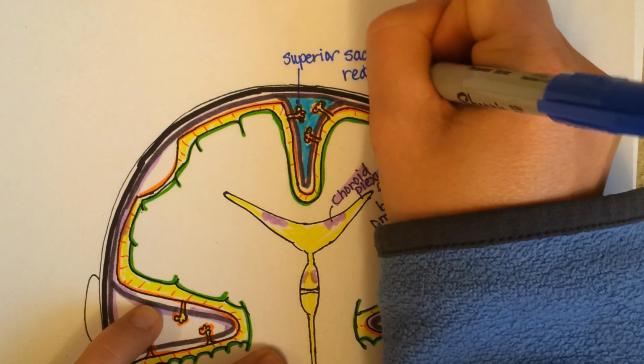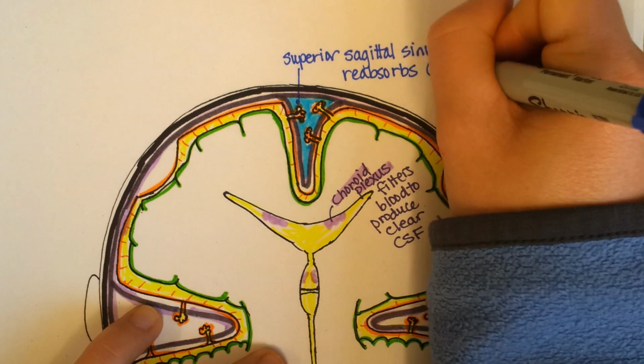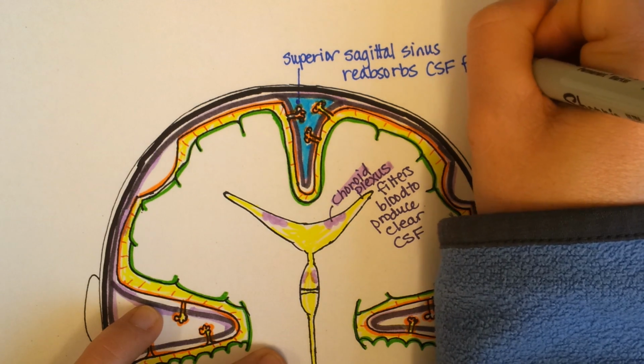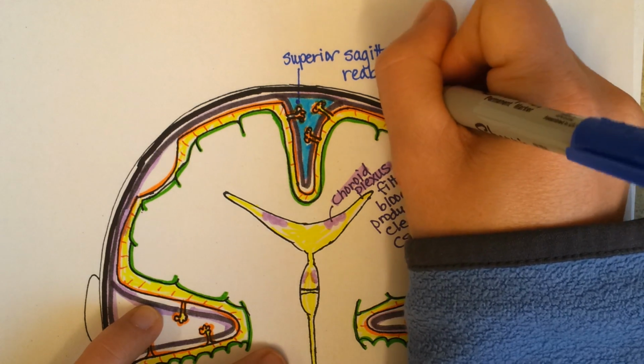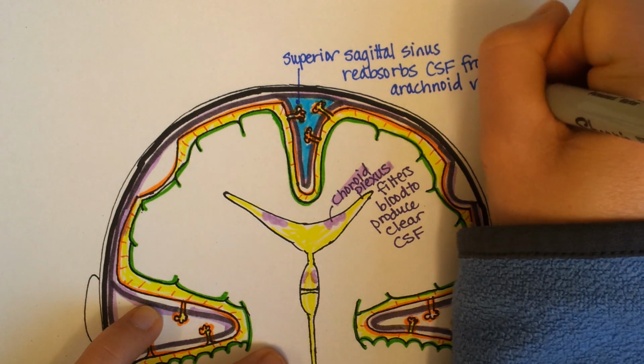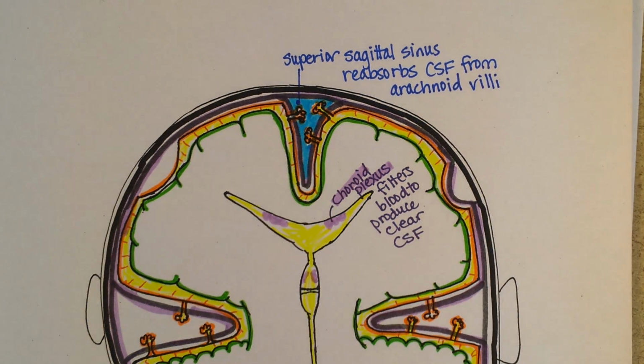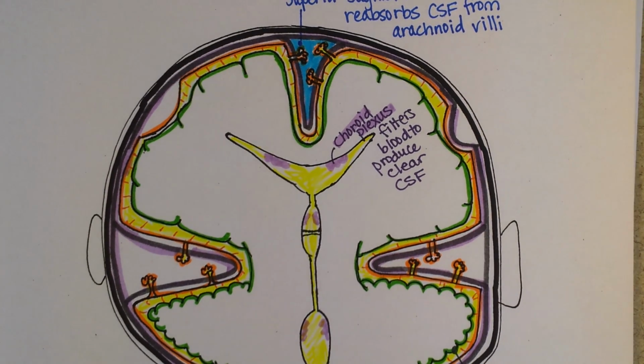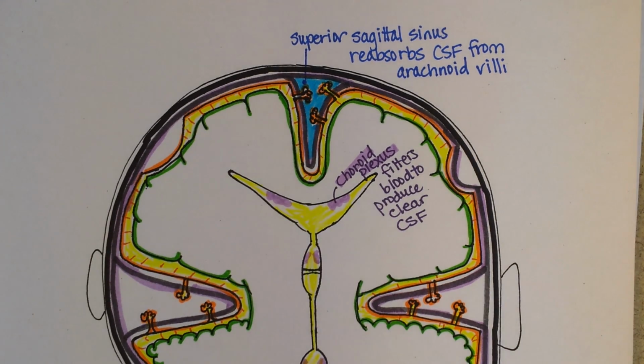It reabsorbs the CSF from the arachnoid villi. And that's not the only place that reabsorption can happen. It can also happen in other sinuses. I'm actually not even going to show you all of them. There are a couple others that I'm leaving off.